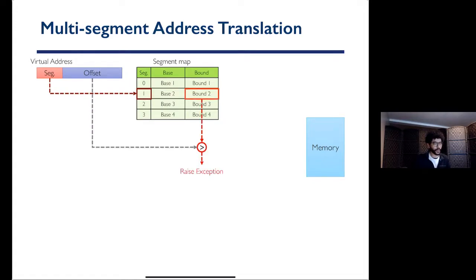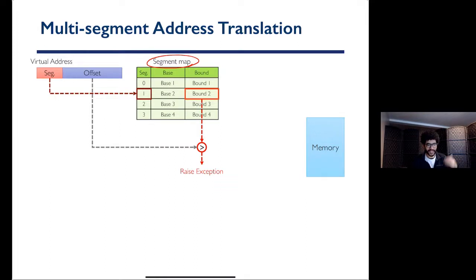In this one, we're going to get our virtual address. This is what the process is going to generate. We look at the first bits, the highest bits of the virtual address, to see which segment this is. And then we go to this segment map. Hopefully this is set up by the operating system. When it does the mapping, it says: I'm going to map segment 0 to this range, segment 1 to this range, segment 2 to this range, and segment 3 to this range.